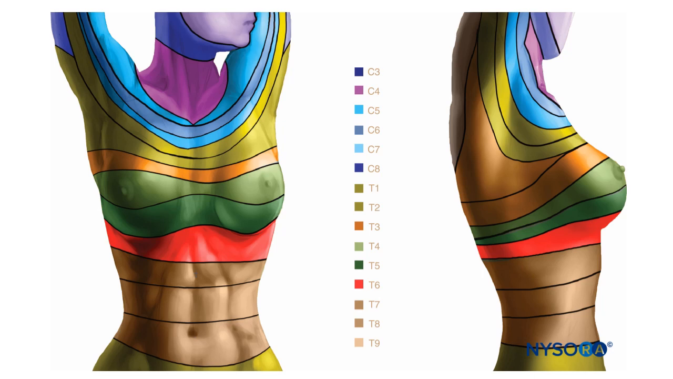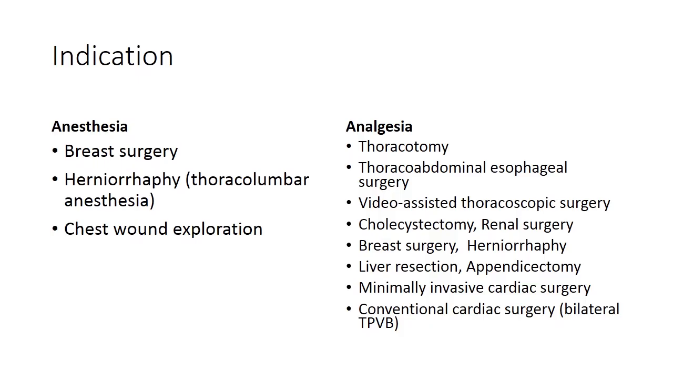Nevertheless, the multiple injection technique, where small volumes, 3 to 4 milliliters, of local anesthetic are injected at several contiguous thoracic levels, is preferable over single large volume injection. It can be considered for a variety of surgical procedures in conjunction with general anesthesia. It is also used, but less commonly, as a sole anesthetic technique.